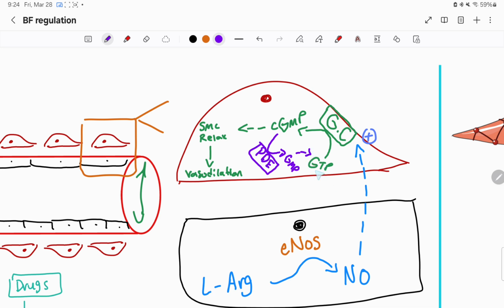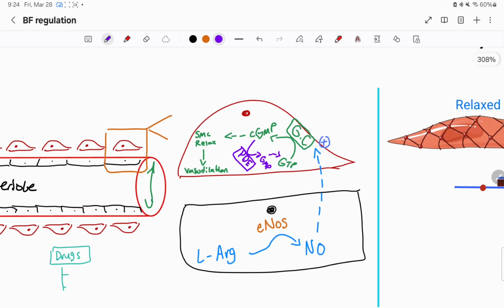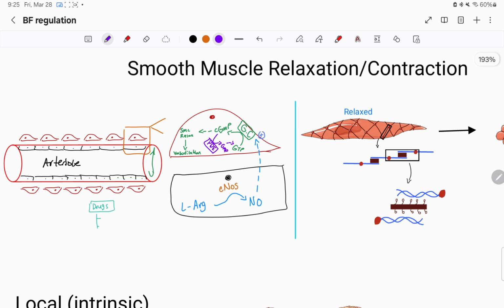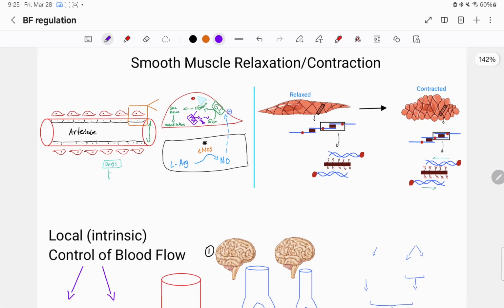And this GTP will remain here ready until nitric oxide comes, stimulates the activity of this guanylate cyclase so that it can take the GTP and form cyclic GMP again, okay? And the cycle goes on. But that's how the smooth muscle cell vasodilation or relaxation response is working.